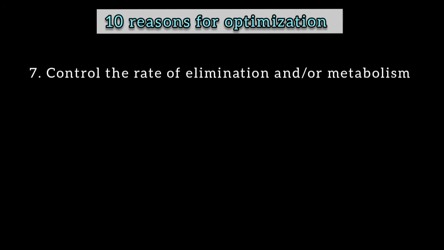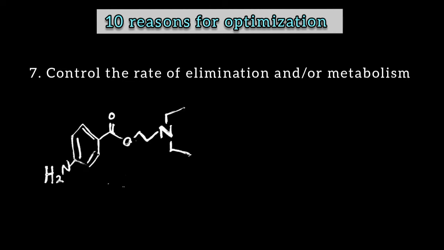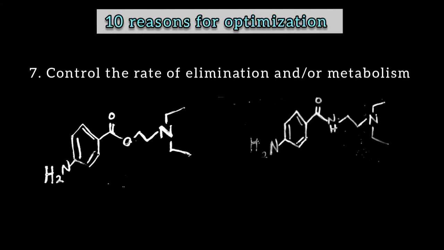Another reason for optimizing lead molecules is to control the rate of elimination and/or metabolism. By controlling the rate of elimination and metabolism, you're also controlling the duration which the drug gets to stay in the body, the amount of time which the drug gets to stay in the body. And for an example, we're going to look at procaine and procainamide. Like we said, procaine has an ester bond and procainamide has an amide bond.